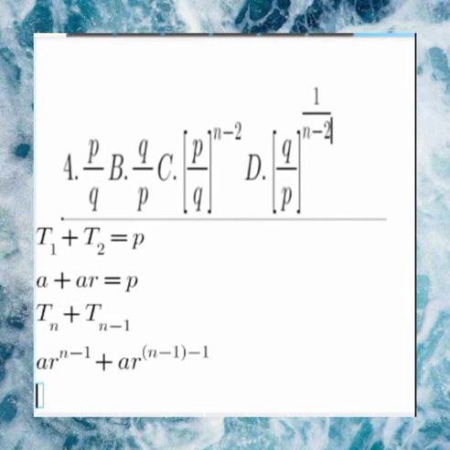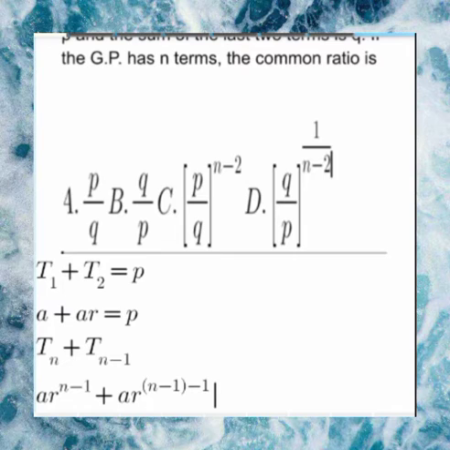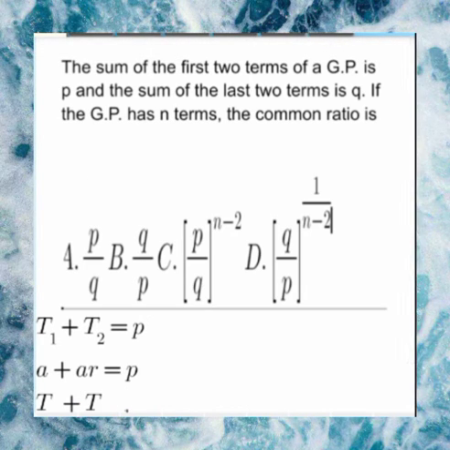Now the last term is AR raised to power n minus 1. That's the nth term, plus the term before the last term is going to be AR raised to power n minus 1 minus 1. Now AR raised to power n minus 1 plus AR raised to power n minus 1 minus 1 must definitely be equal to Q. That is what we were told from the question, that the sum of the last two terms is equal to Q.